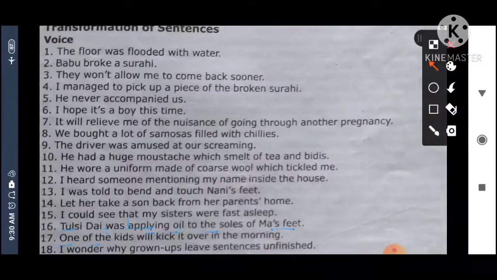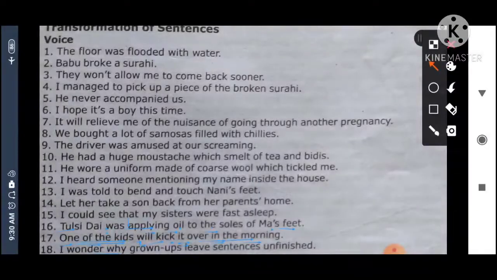One of the kids will kick it over in the morning. So kick is your verb, so it is your object. So it will be kicked over in the morning by one of the kids, because one of the kids is your subject. Again, it will be kicked over in the morning by one of the kids.